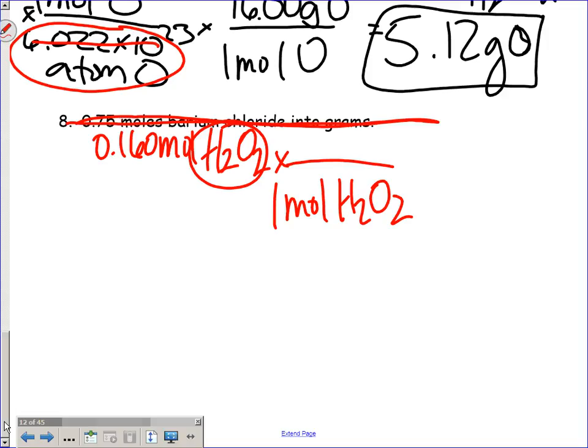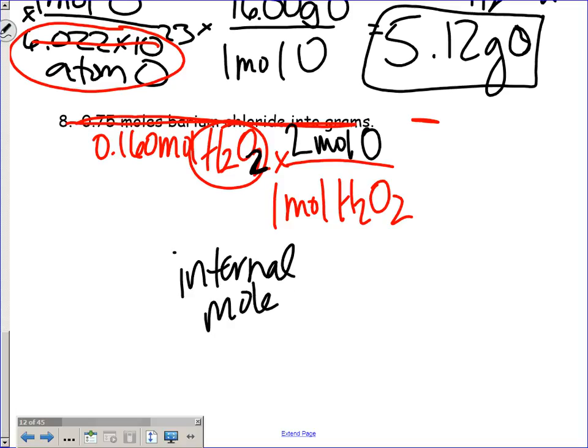And all I'm doing is looking at this 2. This 2 here is that internal mole ratio. So truly that means I have double the oxygens within a single molecule of H2O2. If you like this and you know how to use it, then feel free to use it. But really, it's just a simplification of that first process. So if you're happy with that and you understand that, stick with this for now.